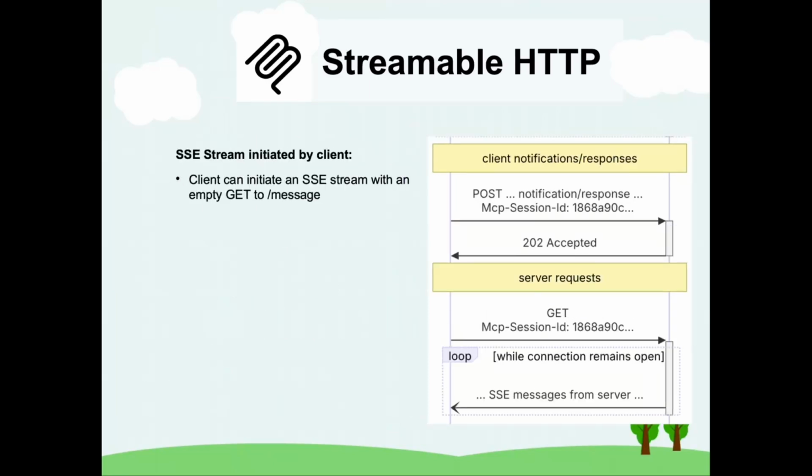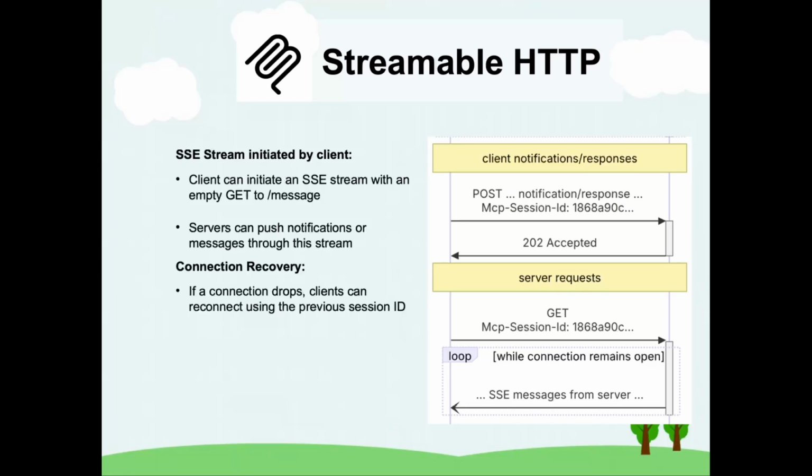The SSE stream can also be initiated by the client. The client can initiate the SSE stream with an empty GET request to the message endpoint. Servers can send push notifications or messages through the SSE stream. Regarding connection recovery, if the connection drops, the client can reconnect using the previous session ID. Based on the session ID, the server can restore session state and resume the previous interaction and communication.